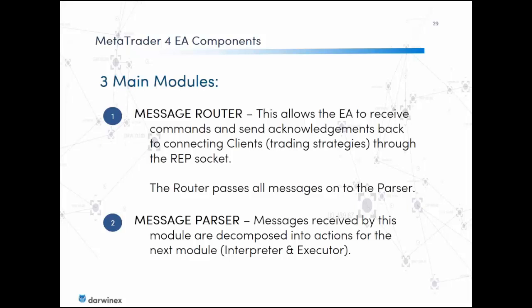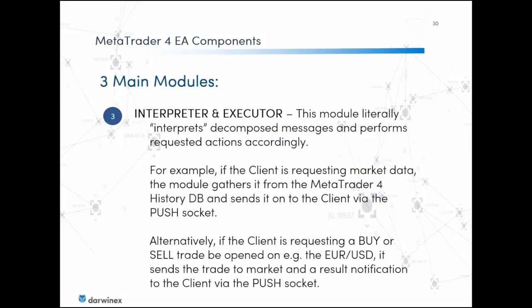The router passes all the messages on to the parser, and it is the parser's job to take those messages received and decompose them into actions for the next module, which is the interpreter and executor. The interpreter and executor literally interprets the decomposed messages and performs the requested actions accordingly. So for example, if your client is requesting market data, the module gathers it from the MetaTrader 4 history database and sends it on to the client via the push socket. Again, in this example, we're using the push socket, but if it's critical information that is time sensitive, you may choose to have it sent back through the request reply implementation.